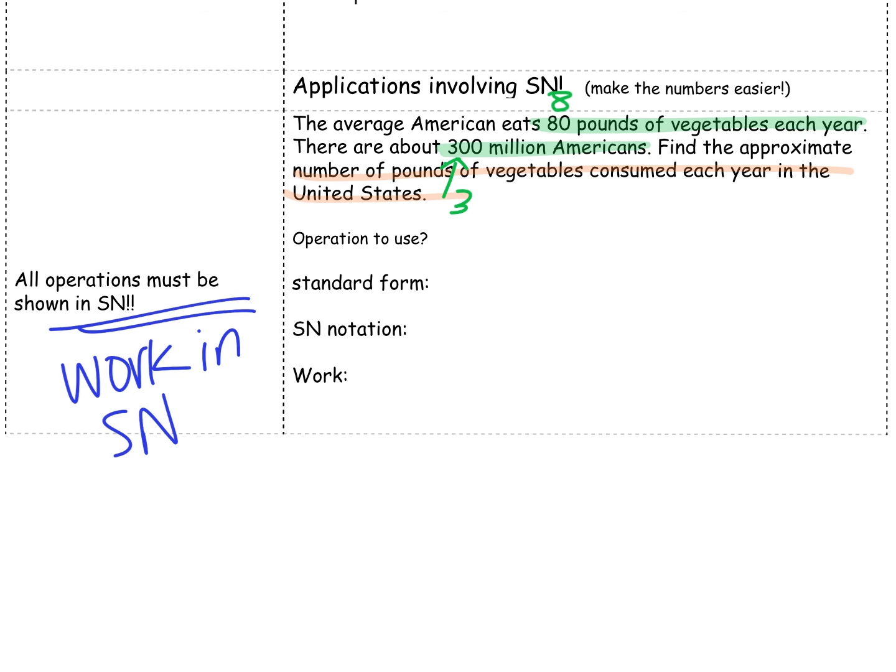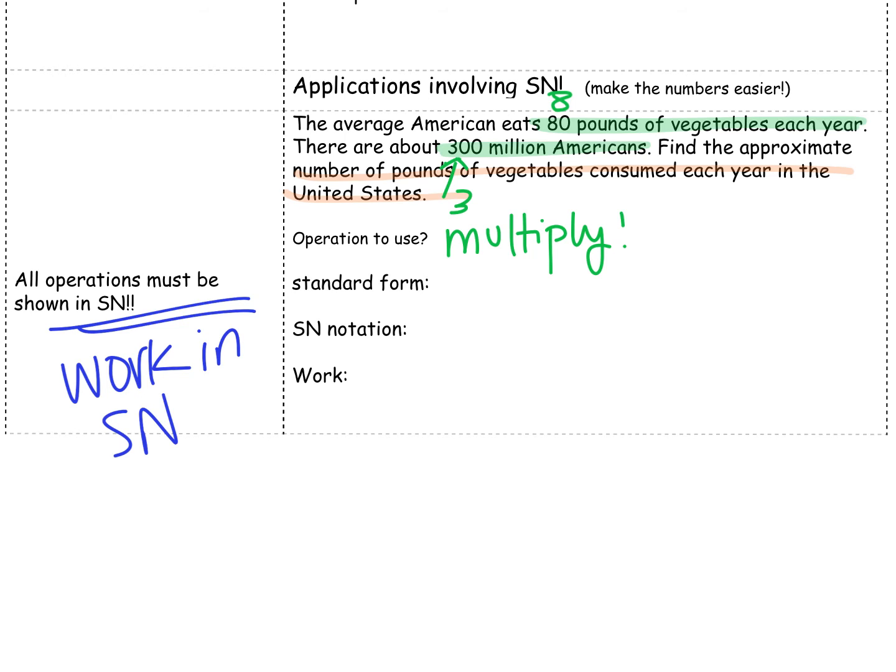So if I think about this with easy numbers, the average American eats 8 pounds of vegetables each year. There's 3 Americans. How many pounds of veggies did we eat? Well, I know I would have to multiply to figure this out. When I have those nice easy numbers, now I know what operation I'm going to use. I just need to do it with scientific notation.